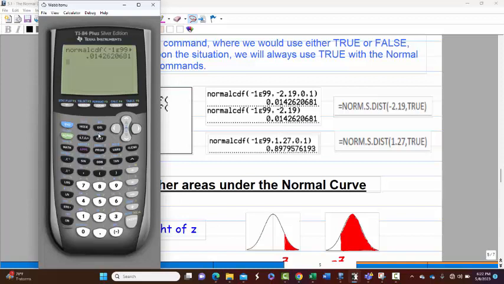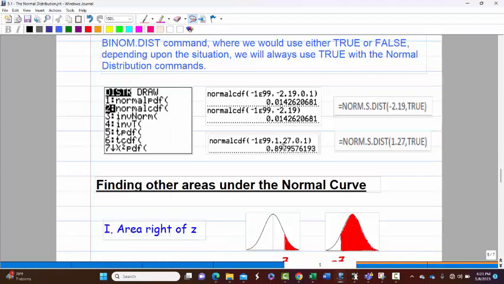So the same thing would apply. The upper number would just change to 1.27. I didn't do this one where I eliminated the 0 and 1, but I think this top one ought to convince you that it doesn't make a difference. If the 0 and 1 weren't there, this would still be the 8980 answer I got off the chart. And I'll wait and show you the NORM.S.DIST.